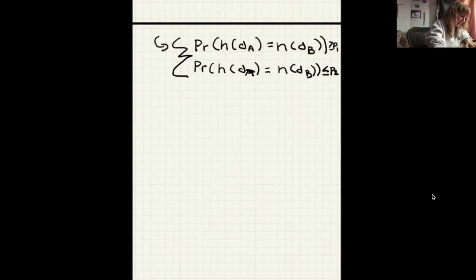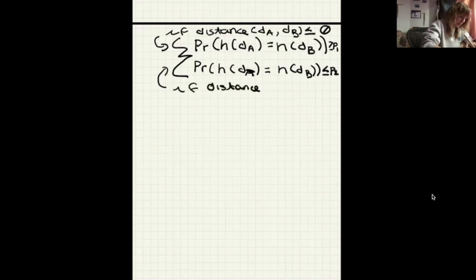This is going to be if the distance of data point A and data point B are less than or equal to our theta that we chose. And this is going to be if the distance between data point A and data point B are greater than or equal to gamma times theta.